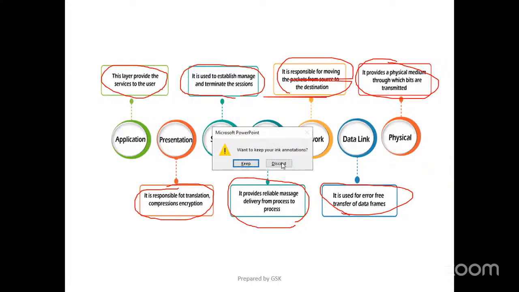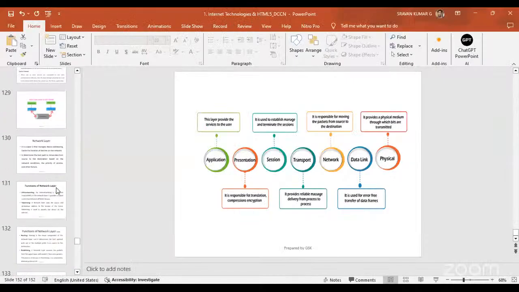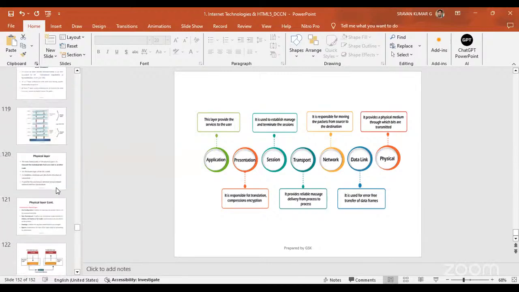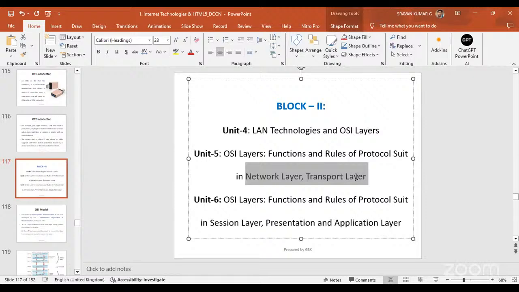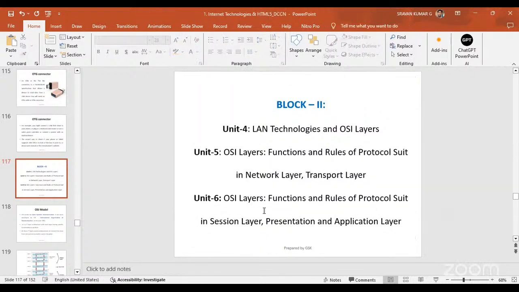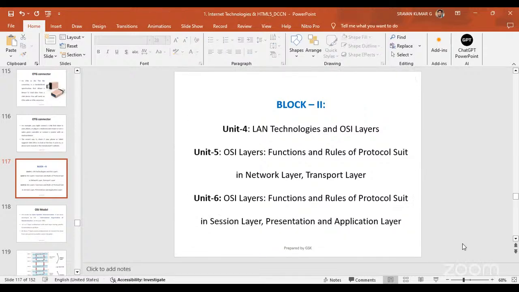So this is about OSI layers, and with this we covered block number 2. In unit 5, as per your syllabus, we covered the network layer and transport layer, and in unit 6 we covered the protocols we just discussed and the functionalities of the session layer, presentation layer, and application layer. So we covered all these things.